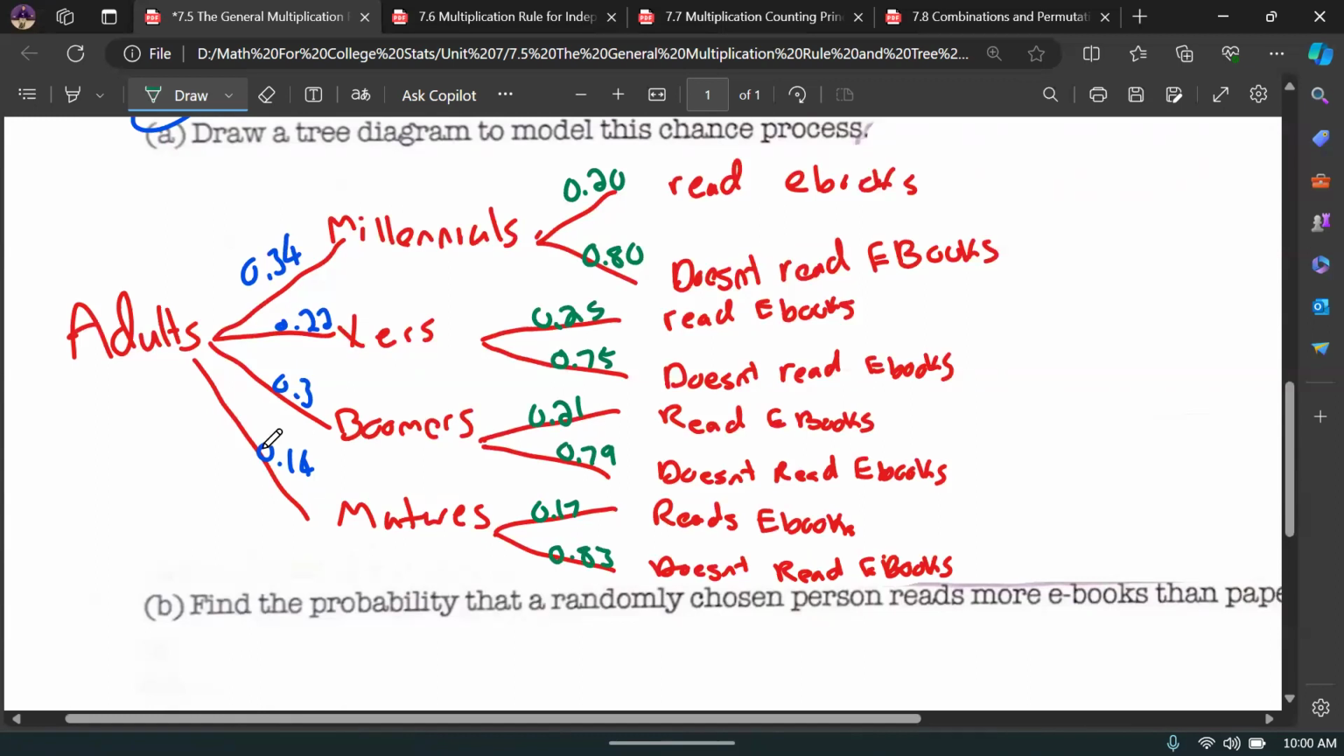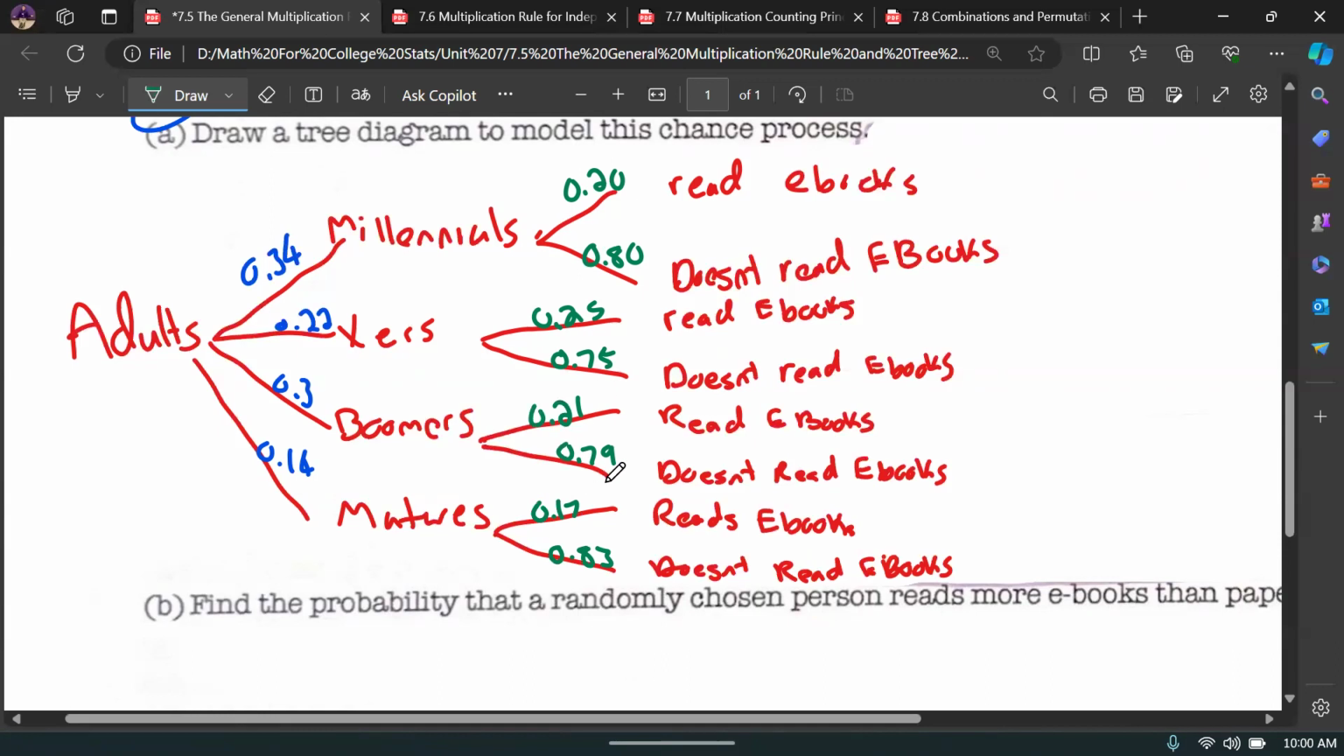All right. Now, just so you know, the reason I know the second value is because I know the first, right? Remember, this is supposed to be 100%, right? So if 20% of millennials read ebooks, then I know 80% do not. Same thing with all these other ones. So if I know 25% of Xers read ebooks, then I know 75% of them do not, et cetera, right?